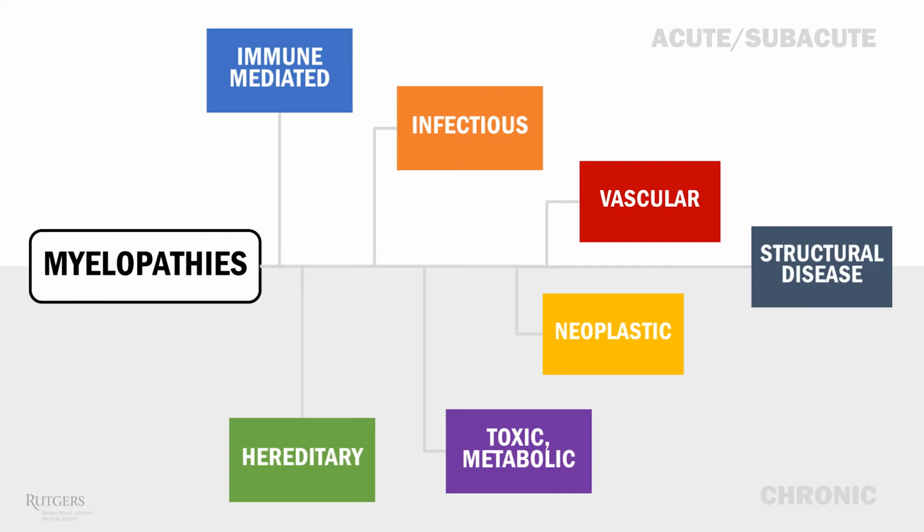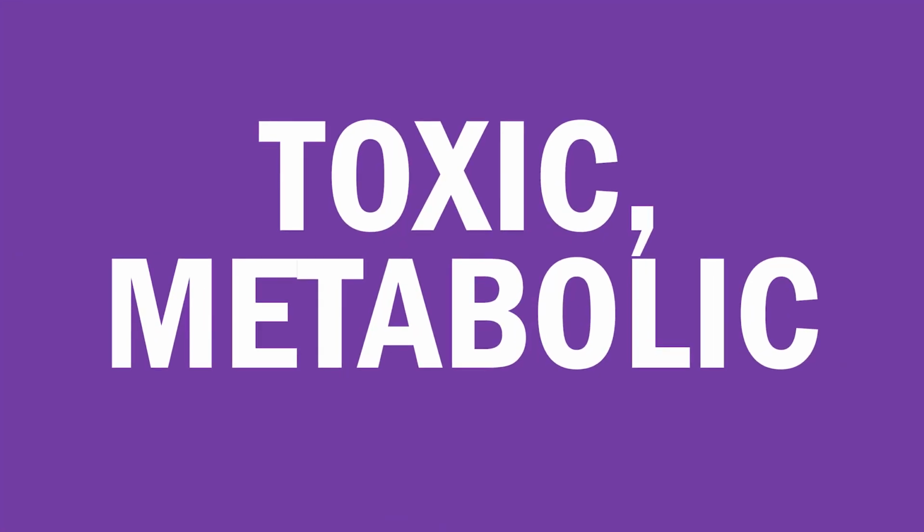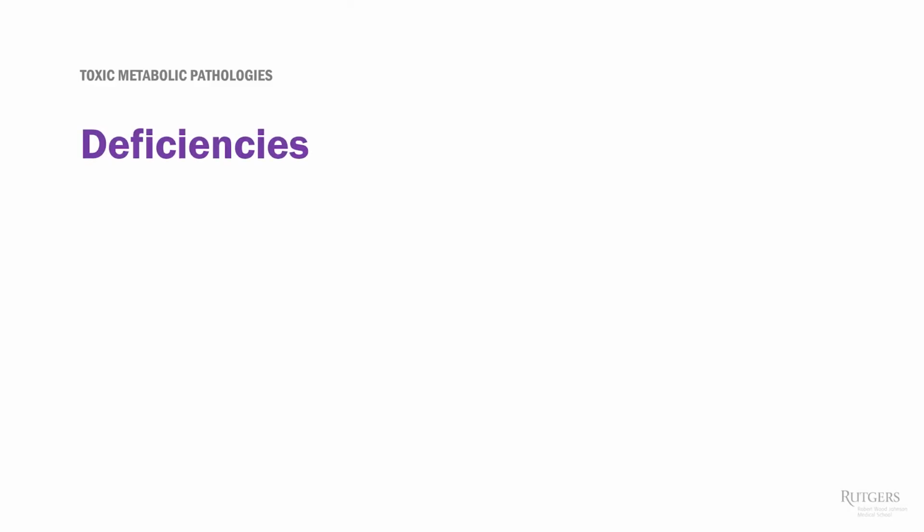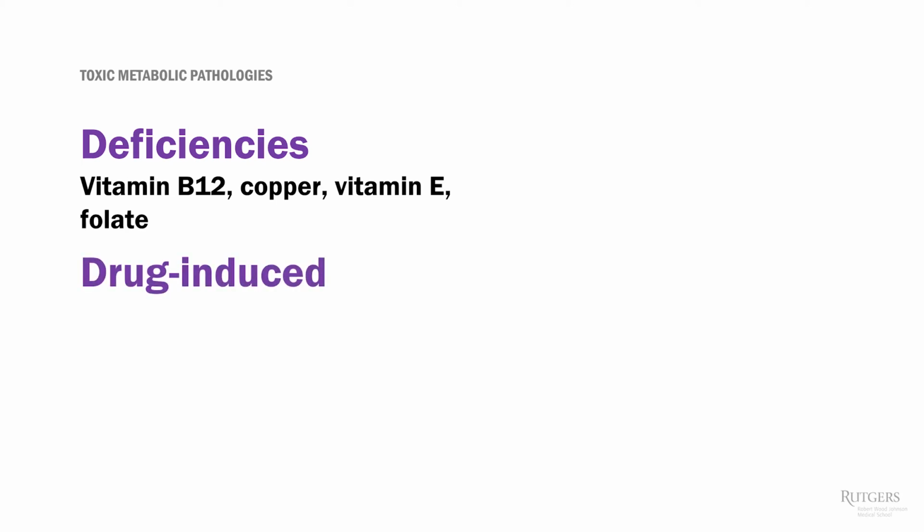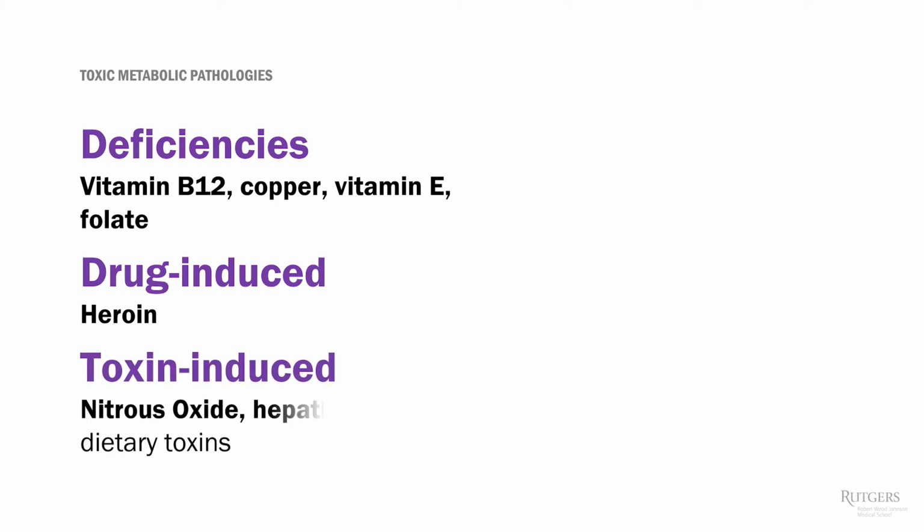Oh, you're back. Well, let's move on to the toxic metabolic pathologies. We have deficiencies. Think vitamin B12, copper, vitamin E, and more rarely folate. Drugs. Heroin comes to mind. Toxins. The ones to know are nitrous oxide. It actually irreversibly inactivates vitamin B12.